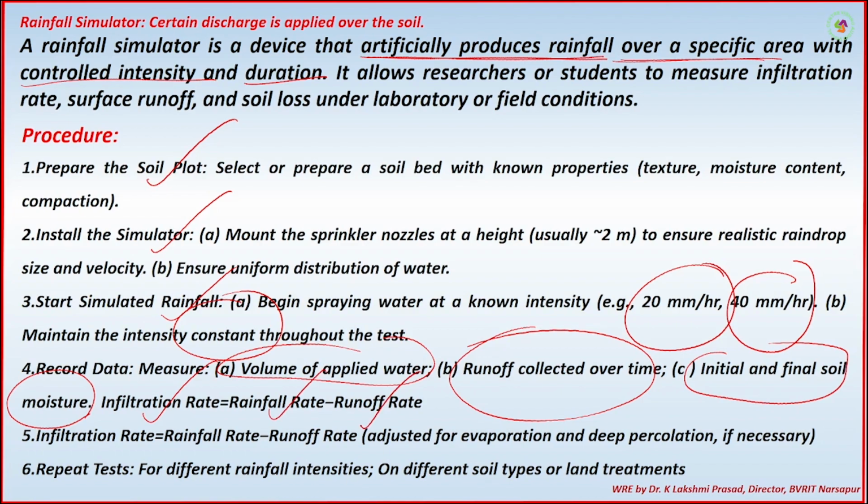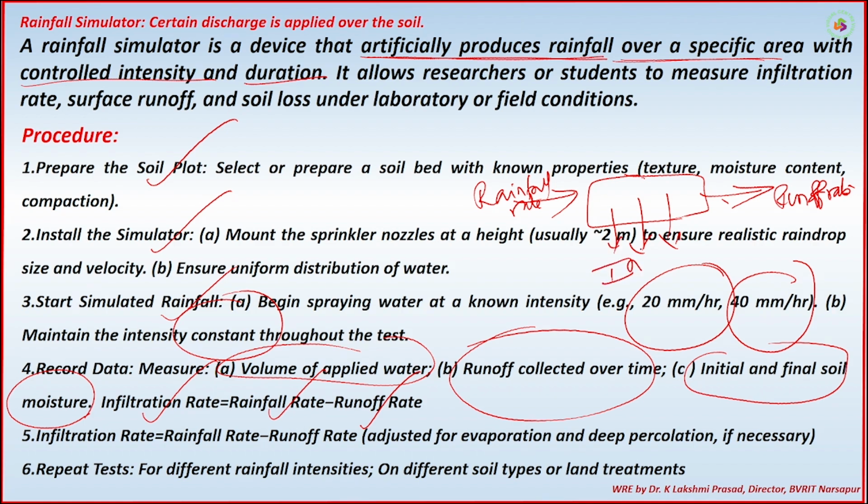Rainfall rate minus runoff rate. Whatever is the rainfall rate minus runoff is equal to the infiltration rate. Suppose you take it, this is the plot, right? This is the rainfall which we are making, basically the rainfall rate, and this is the runoff rate, and whatever is going down is nothing but the infiltration rate. So that is how it is mentioned. Repeat the test a number of times so that you will get the infiltration rate accurately.